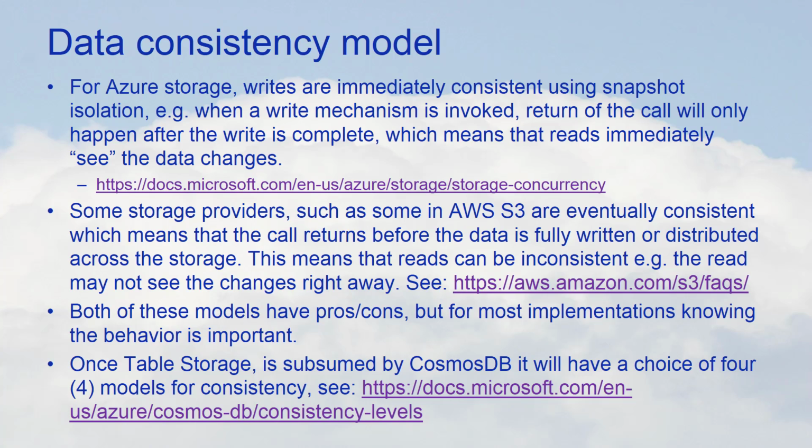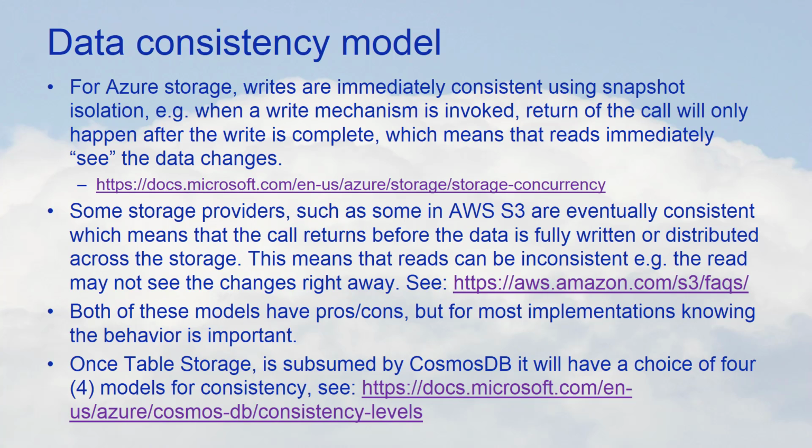So data consistency models are super important. For Azure, writes are what's called immediately consistent, assuming the write takes, and we'll get to that in a minute. But if the write is successful, then they're done, using a transaction model called snapshot isolation. So when the write mechanism is invoked, the call will only return when the write is complete. And the other thing about that is that when you have a write, readers will immediately see the changes.